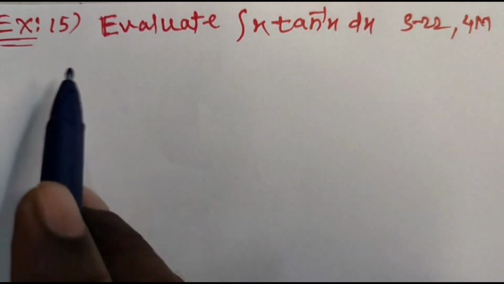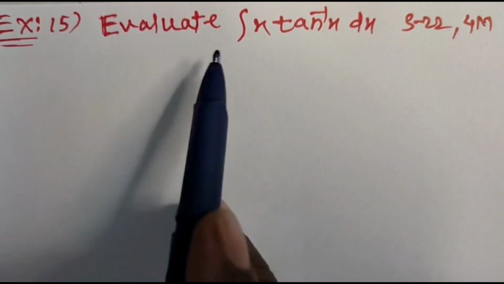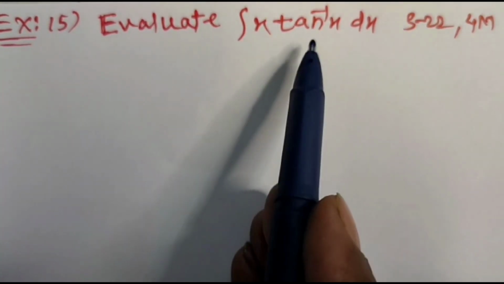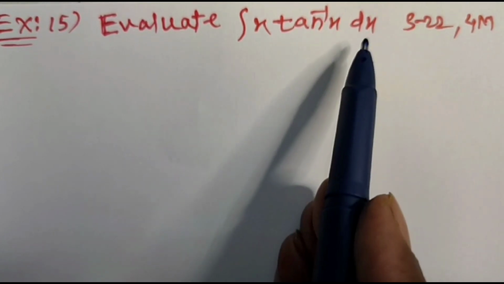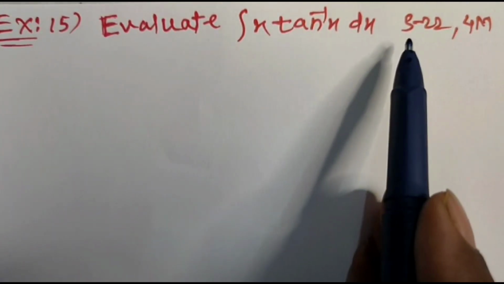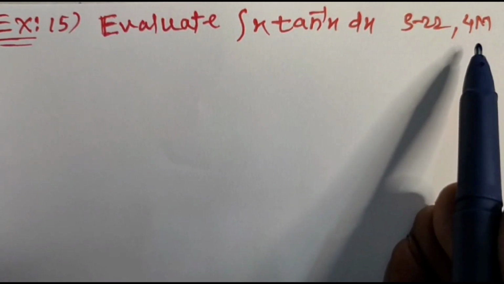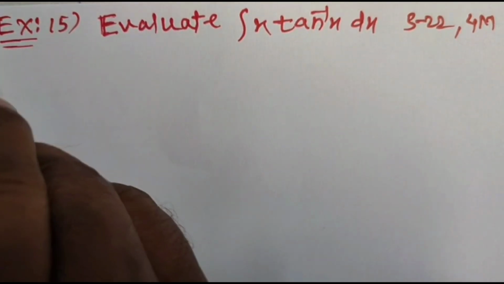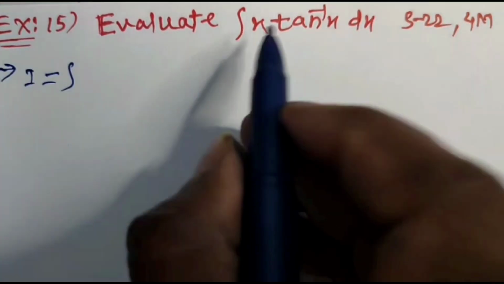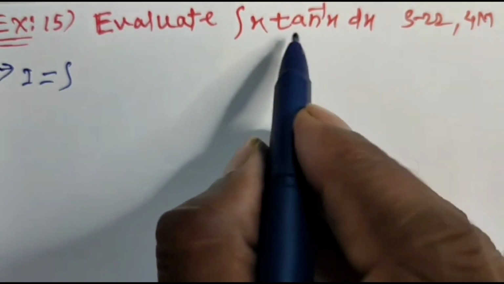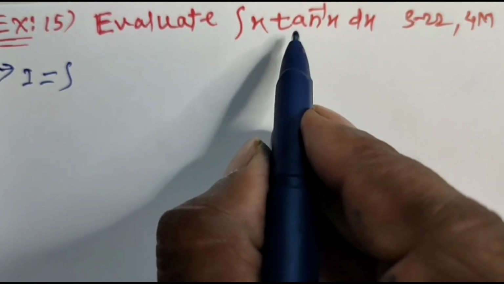Let us solve next sum. Example number 15. Evaluate integral of x into tan inverse x integral with respect to x. This sum appeared in summer 2022 for 4 marks. Hence, I is equal to, we can write integral of, here x is algebraic function and tan inverse x is inverse trigonometric function.